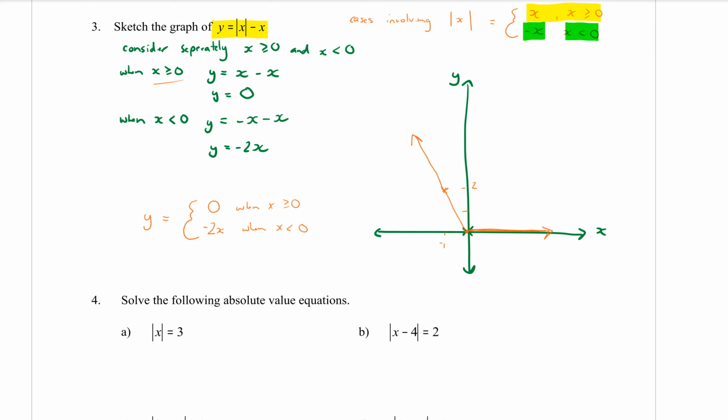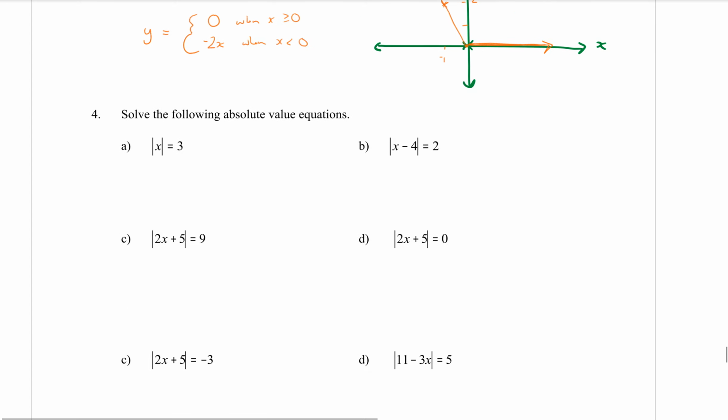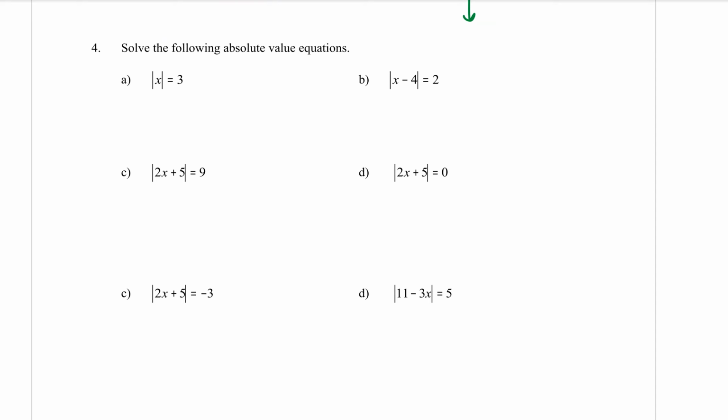Okay. One more type of question, question 4. Solve the following absolute value equations. Now, remember that the absolute values mean that whatever was in there could have been positive or it could have been negative. So for this first question, the absolute value of x equals 3. That means x could be equal to a positive 3 or x could be equal to a negative 3. That's all that means, and that's the answer.